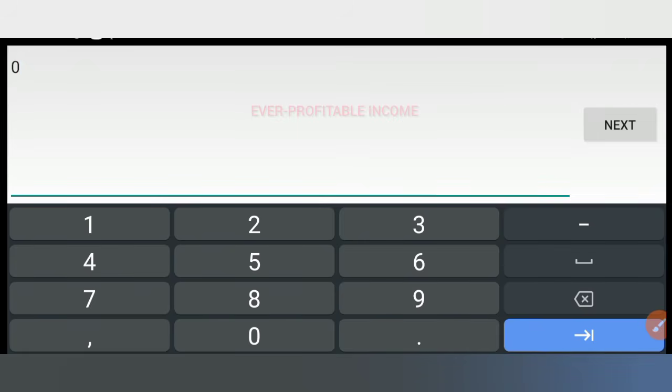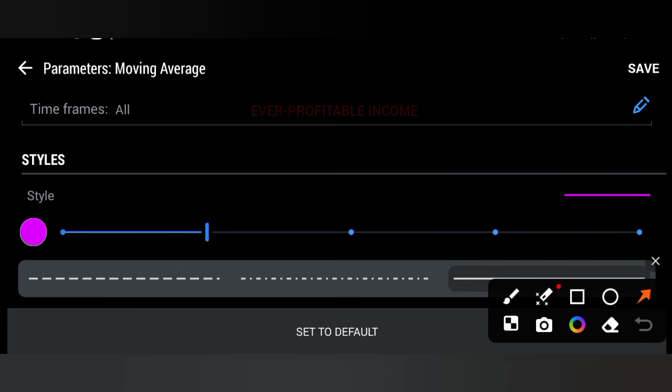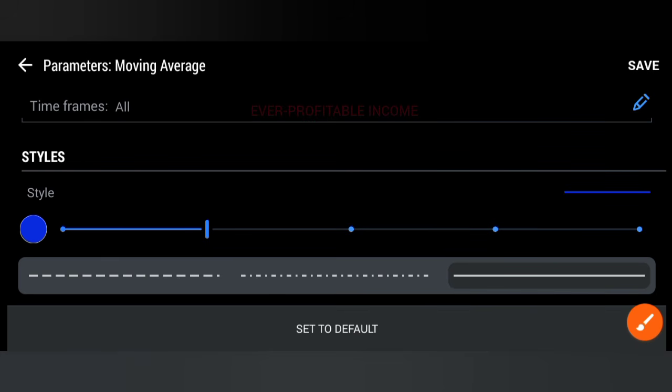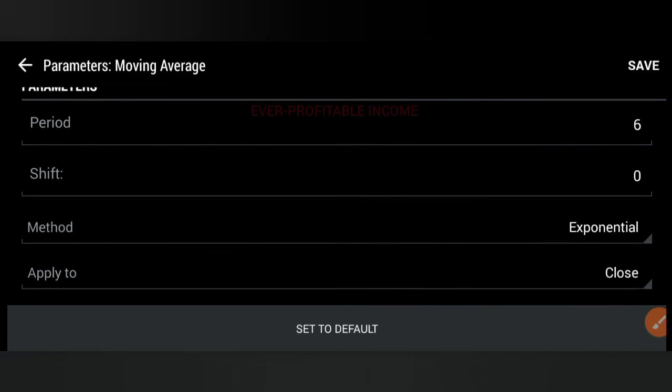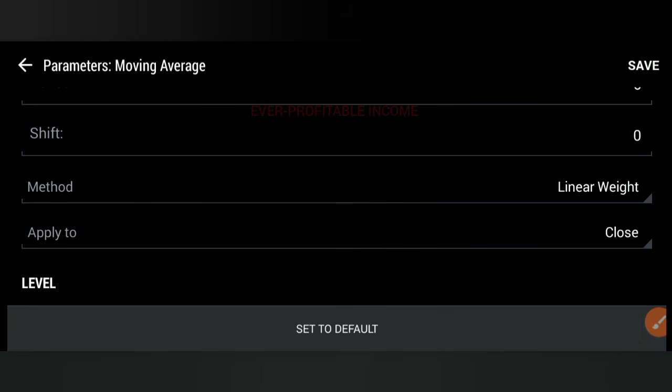So period 6, the shift is 0, and then we'll be changing the color this time around. We're changing it to blue. So you click on your style. You must not use the exact color. Just use any color that you feel is visible on your chart. So let's click on it and change the color to blue. Okay, I almost forgot, we're changing the method. So click on the method and click on linear weights. Okay, so the method should be linear weights. So period 6 has a different method from moving averages 1 to 5, and click on save.